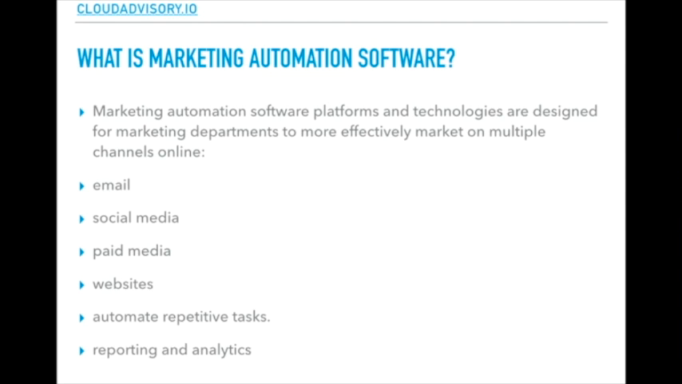So usually marketing automation software has a number of components that address the different online channels that there are. An example of that is email. Another might be social media or paid media. There are also platforms that address more organic traffic, or organic search result based traffic, so SEO to your websites. The idea behind marketing automation software is to automate repetitive tasks that you might normally have to perform manually. And then, of course, reporting and analytics to tell how your different marketing campaigns are going. So these are common components of a marketing automation platform or software application.